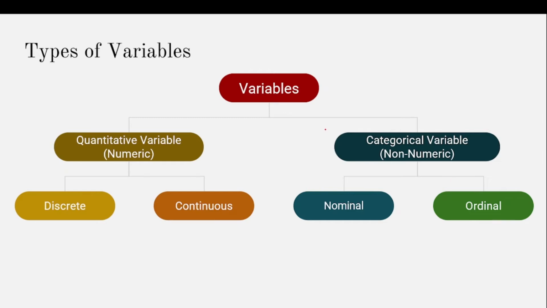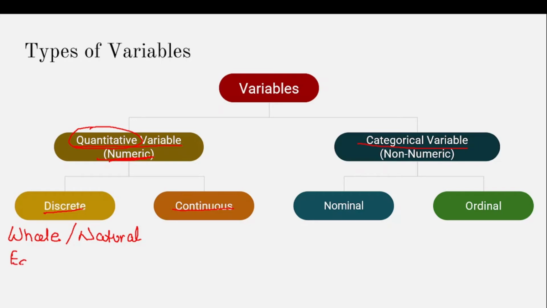Moving ahead, let's see the different types of variables that we will be dealing with. So variables can be broadly classified into two types, that is quantitative variables and categorical variables. Quantitative variables, as the name suggests, quantity, right? It tells us about some number or the quantity. The quantitative variables or the numeric variables are further divided into two types, discrete and continuous. Discrete variables can be a whole number or natural numbers.